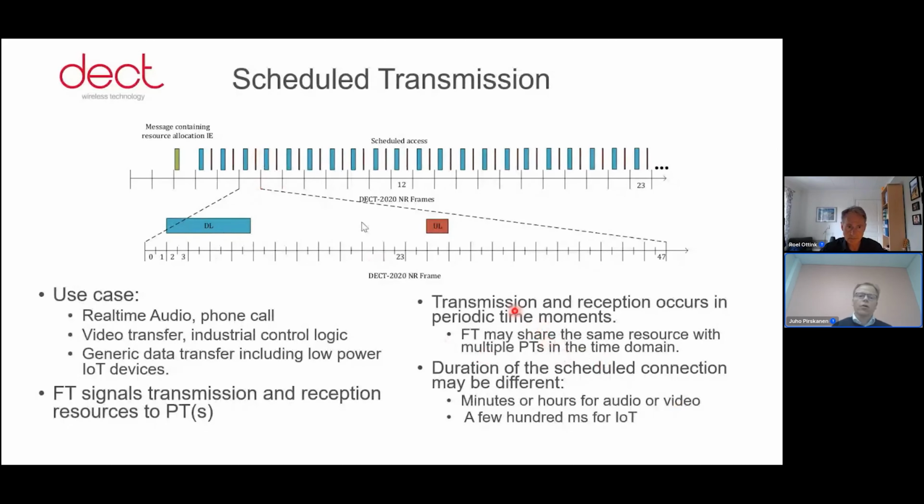And similarly, a clever FT and implementation can share the same resources between different PTs. So for example, the FT can schedule so that one device is transmitting every 20 milliseconds, and another device is transmitting every 10 milliseconds on the same resources, or individually, so that one downlink slot and one uplink slot is for one device, and then comes the next device, and so forth. So there's flexibility for how the scheduling is done.